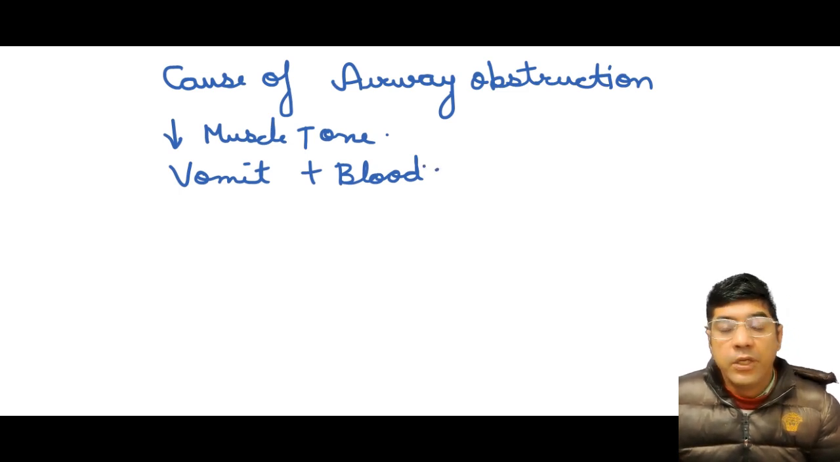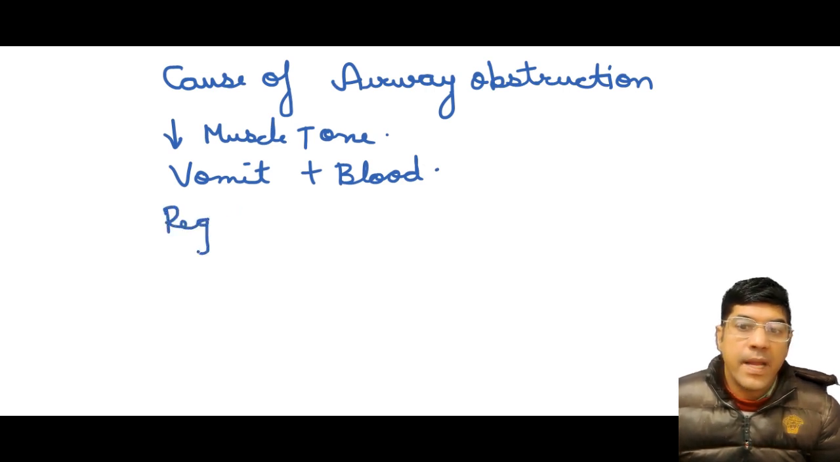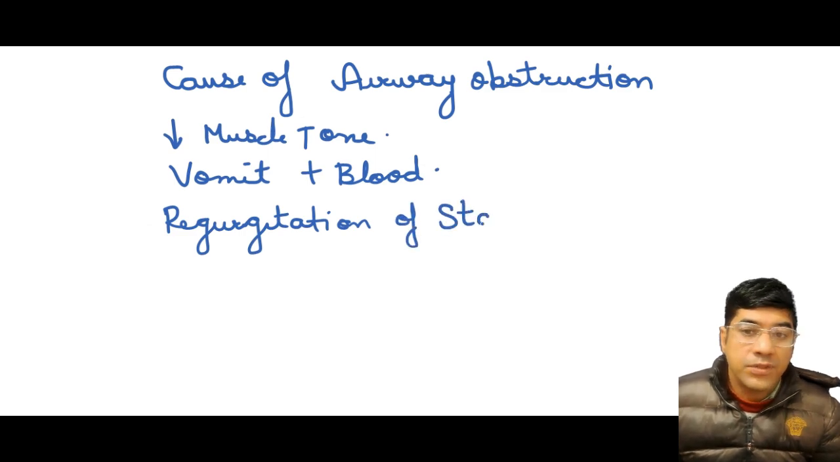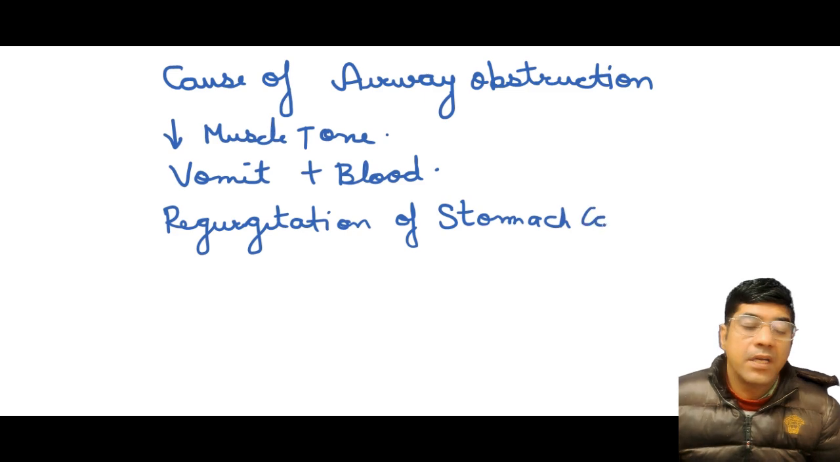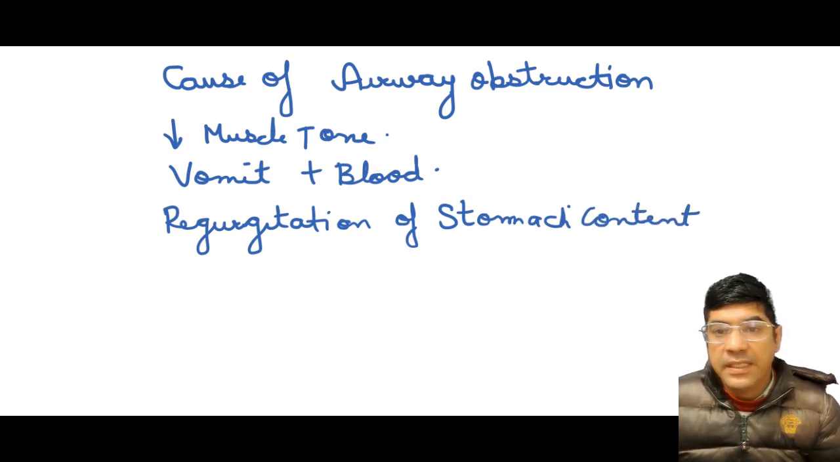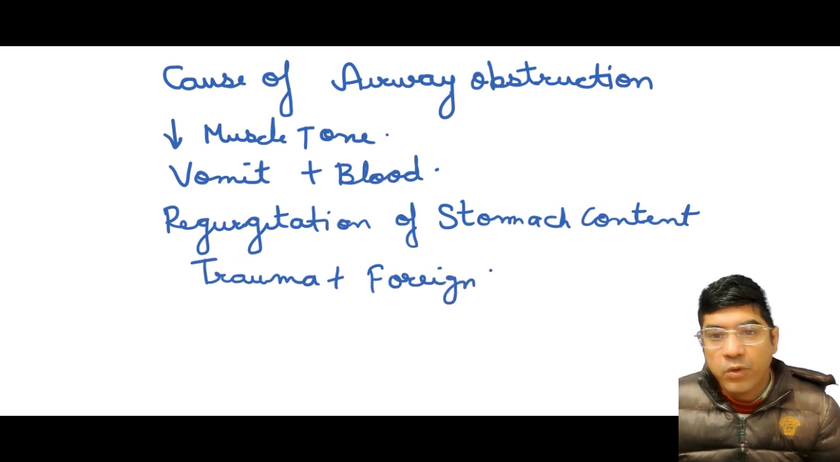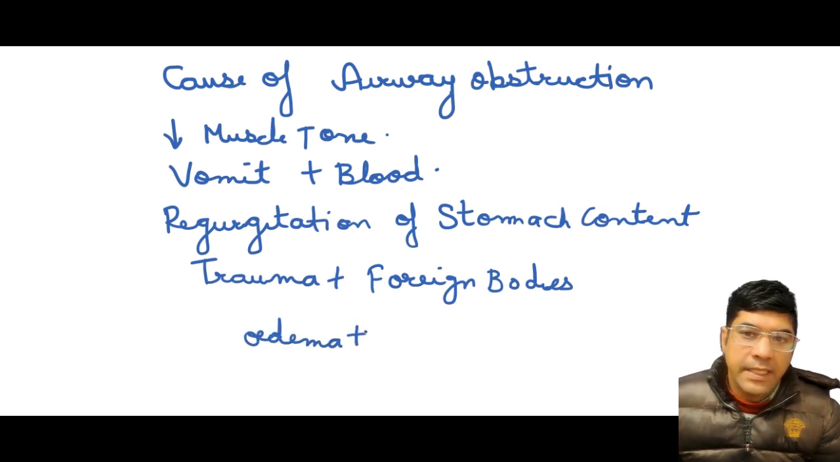The third could be the regurgitation of stomach contents. Sometimes the stomach's contents can come back and block the airway, especially if someone is lying down or is unconscious. The next, injuries or something stuck in the throat can cause blockage, making it difficult for air to pass through. Another reason could be swelling, inflammation or edema, from infections, allergy, or injury that can narrow the airway and obstruct breathing.